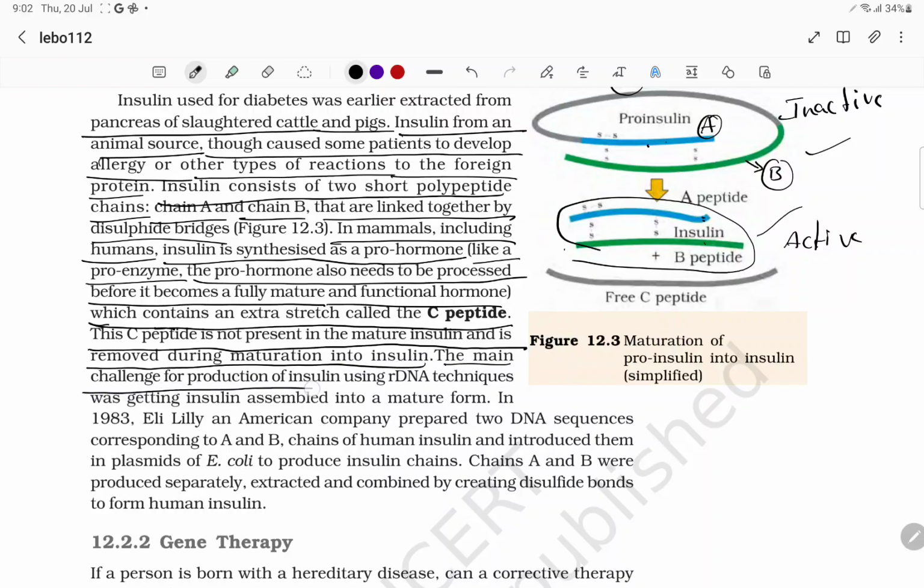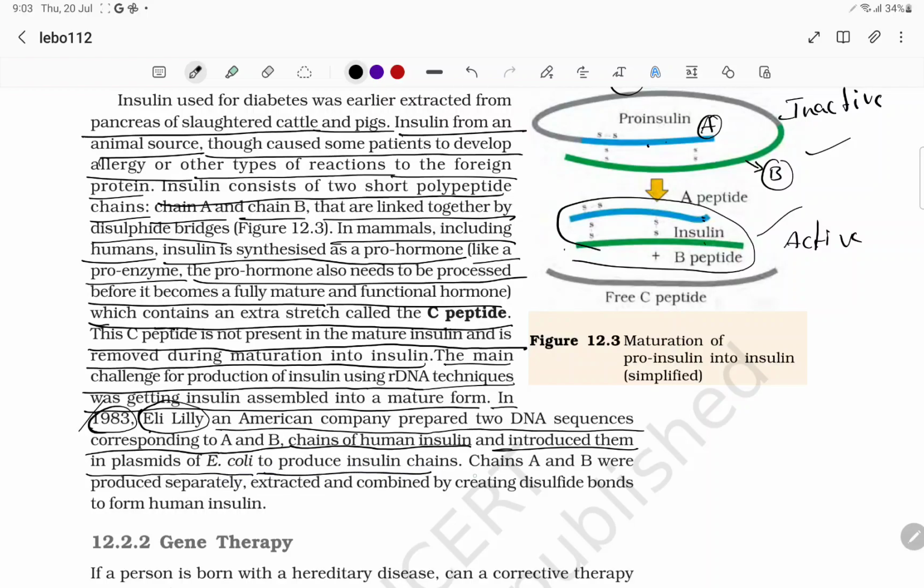The main challenge for the production of insulin by rDNA, recombinant DNA techniques, was getting insulin assembled into mature form. In 1983, Eli Lilly, an American company, prepared two DNA sequences corresponding to A and B chains of human insulin and introduced them into the plasmids of E. coli to produce the insulin chains. Chain A and chain B were produced separately, extracted and combined by creating disulfide bonds to form human insulin. This is very simple.